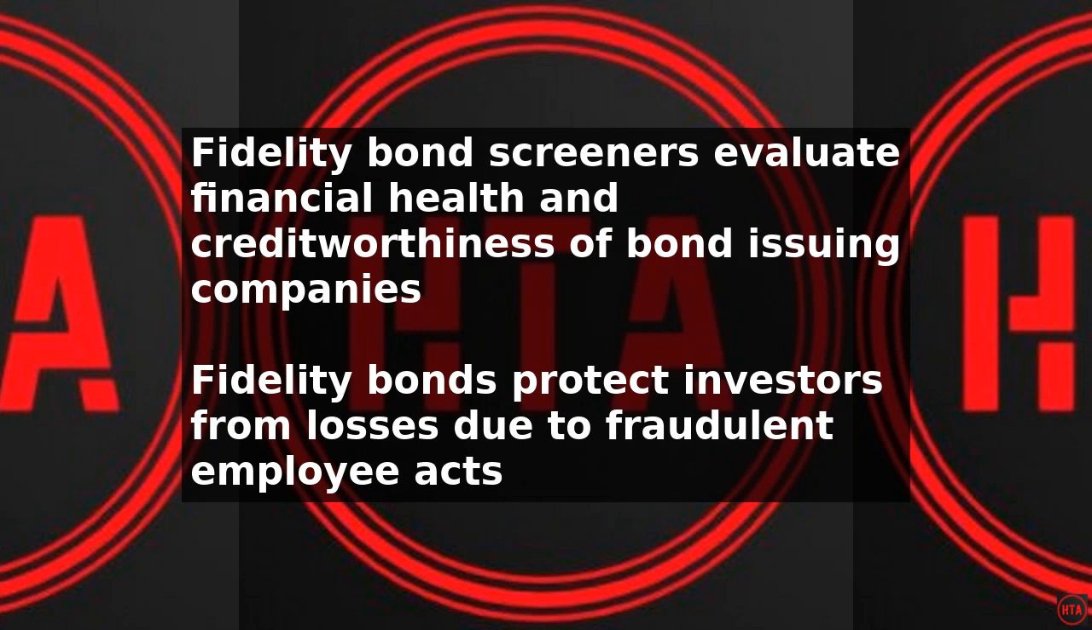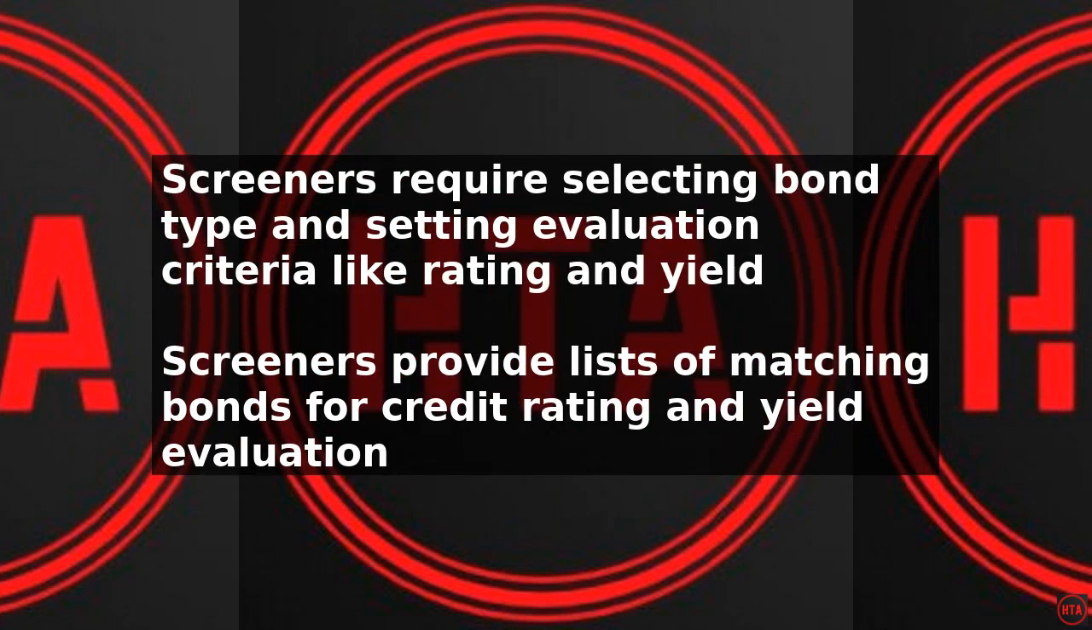To use a Fidelity bond screener, start by selecting the type of bond you are interested in. This could be a municipal bond, corporate bond, or treasury bond. Next, set your criteria for evaluation, such as the bond's rating, yield, and maturity date. The screener will then provide you with a list of bonds that match your criteria.